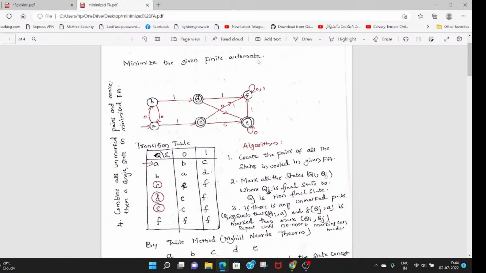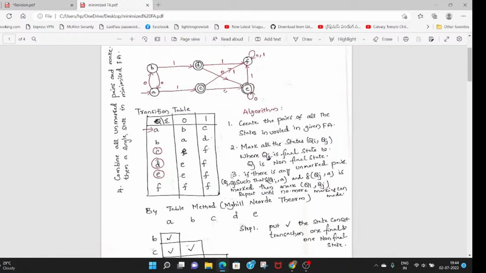After that, we combine all the unmarked pairs and make each of them a single state in the minimized finite automata. So this is the algorithm. This is the Myhill-Nerode theorem algorithm, or table method algorithm. You can write down this algorithm first and then solve the particular problem.